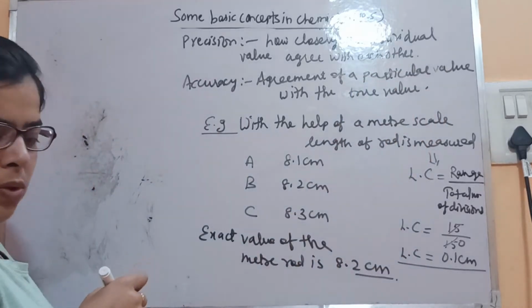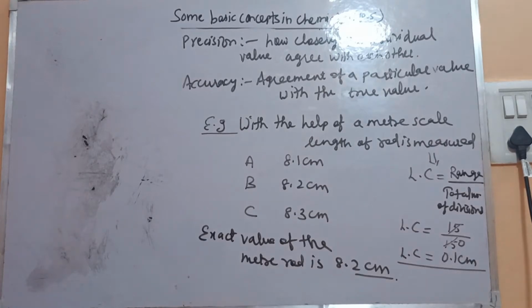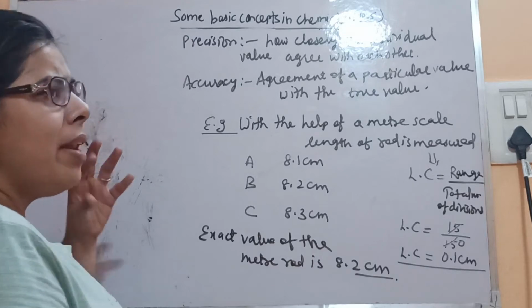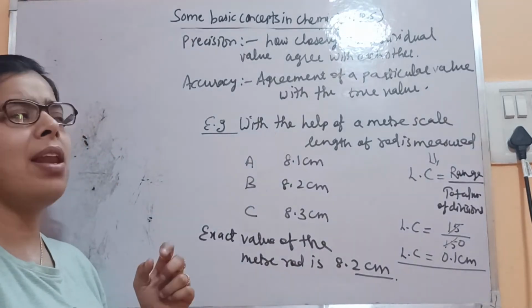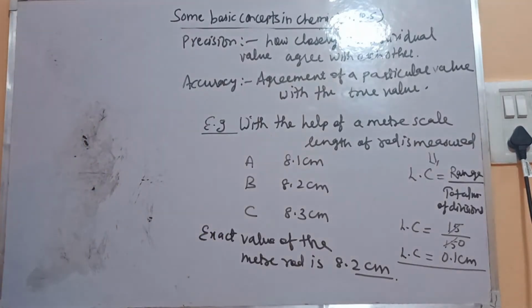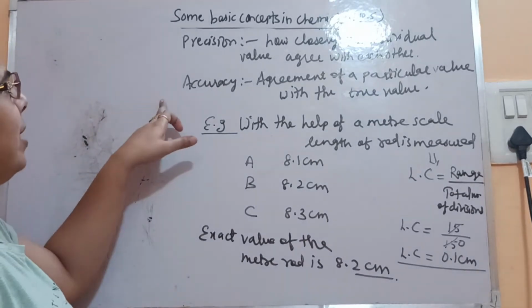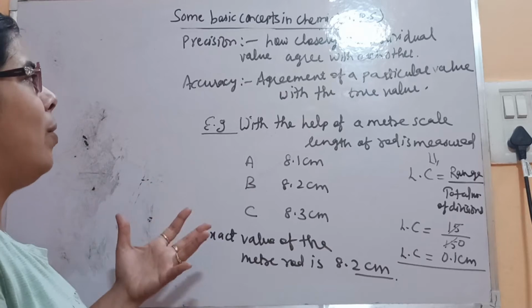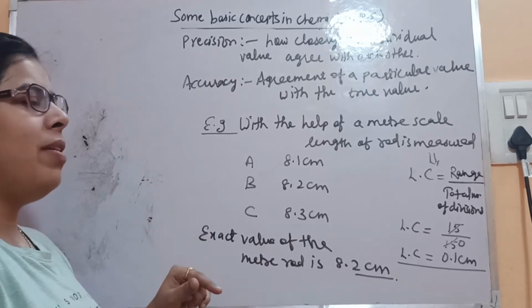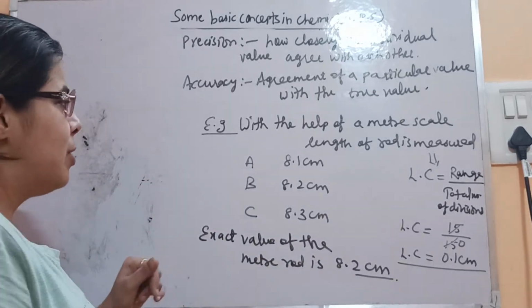So if we want to answer this question now: precision means how closely the values are related, how they agree with each other. And accuracy is the agreement of a particular value with the true value. It is in agreement with the true value. Okay, so let's see.